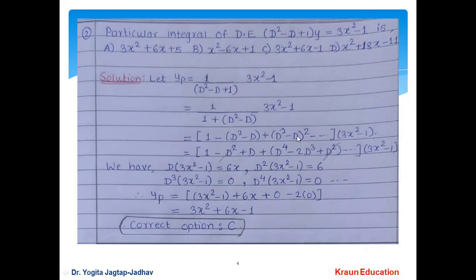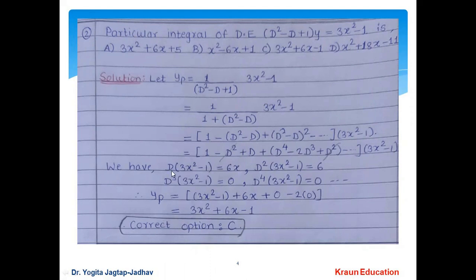Here we know that when we have the square term, that is 3x² − 1, we have to write down the term up to the square only. Now simplify the square. Here we have (D² − D)², which can be expanded as D⁴ − 2D³ + D².